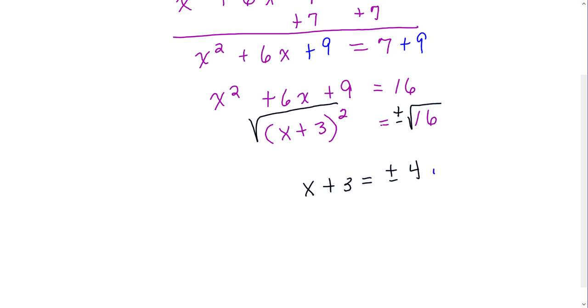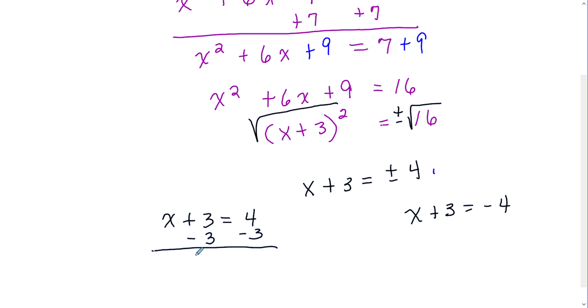Here's where I like to split the equations. So I'll have one as x plus 3 is equal to positive 4, and my other equation, x plus 3 is equal to negative 4. You could have moved the 3 to the other side first. It doesn't matter because it's going to be the same on both sides. I'm going to subtract that 3, so x will be equal to 1. I'm going to subtract the 3 over here, and it'll be x is equal to negative 7.